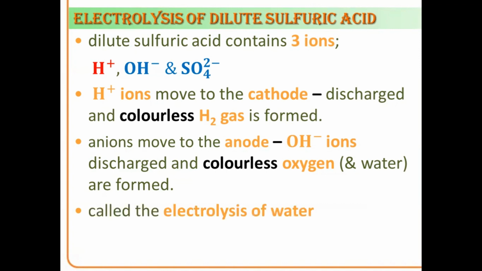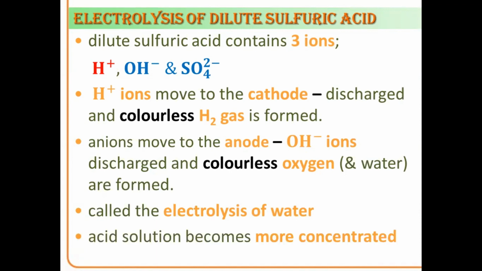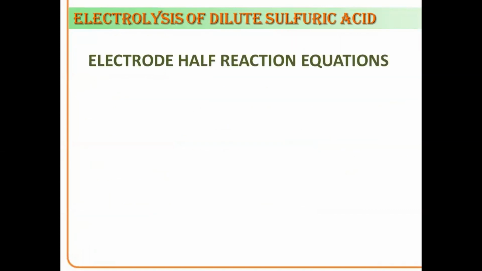Now, electrolysis of dilute sulfuric acid is referred to as the electrolysis of water because the sulfuric acid part is not decomposed. Only water breaks down. So in this case, the dilute sulfuric acid can be taken as a substance added to the water to improve its conductivity, but water is the substance that's going to break down. So what happens to the solution? The acid solution is simply going to become more concentrated. Now, let us look at the electrode reactions that are taking place.